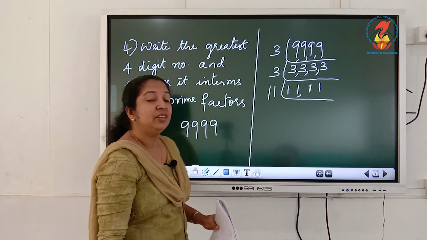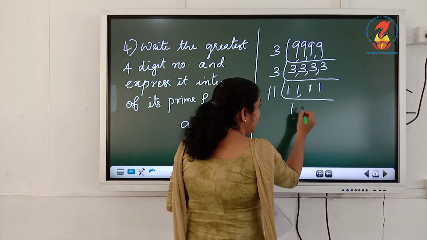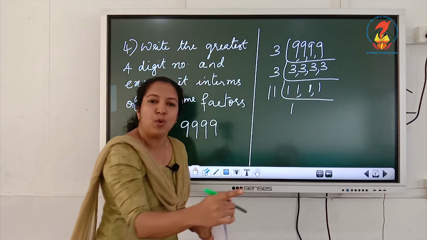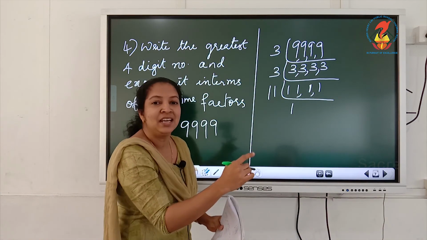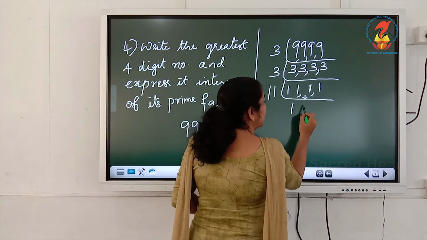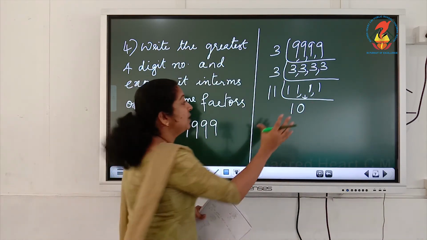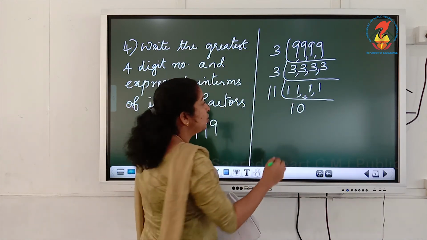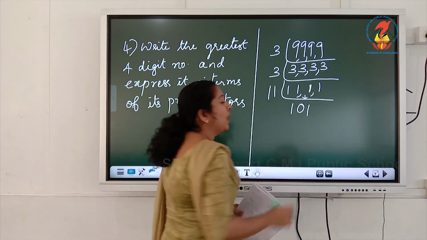How many 11s in 11? 1. Then we are taking the next number, 1. It is less than 11. So we have to put 0 here. Then take both the ones together. So both the ones together means 11.